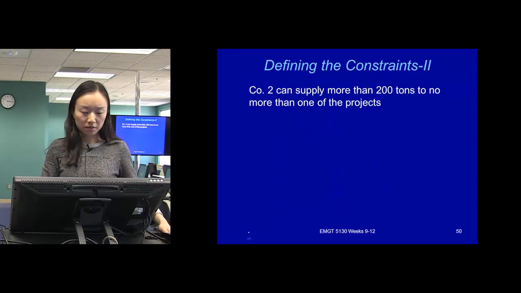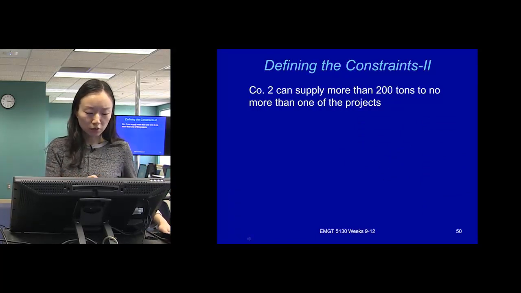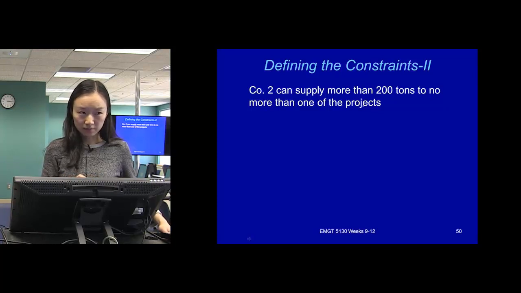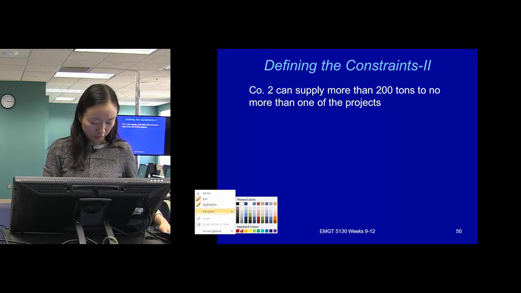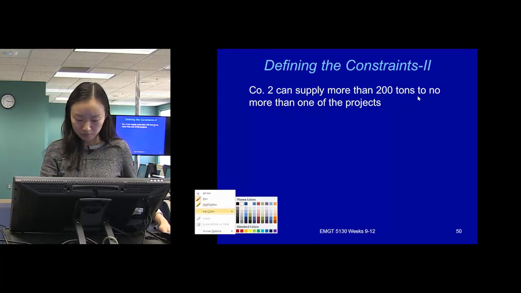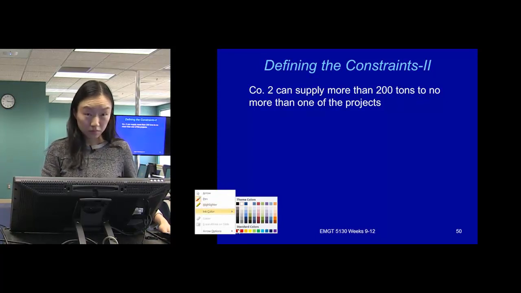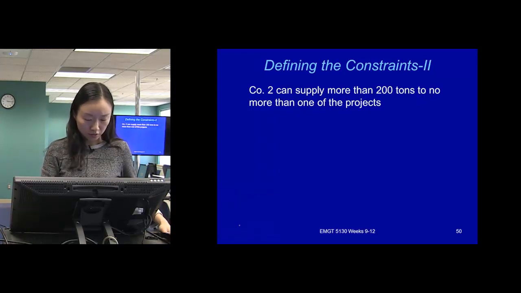Second constraint: company 2 can supply more than 200 tons to no more than one of the projects. Okay, this needs a little thinking. Does any part of this statement ring a bell to you? No more than one, to no more than one of the projects.